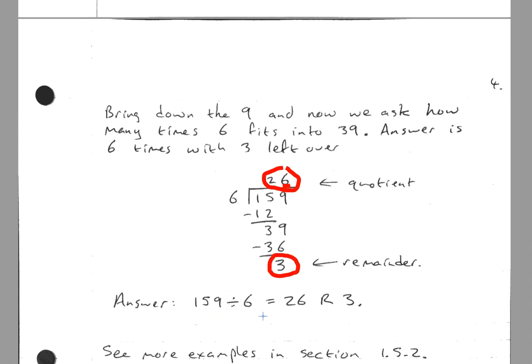So 159 divided by 6 is equal to 26. So 6 fits in 26 times, and there's 3 left over. That's the remainder. And we're writing it like this, a quotient, and then a capital R to signify the remainder.